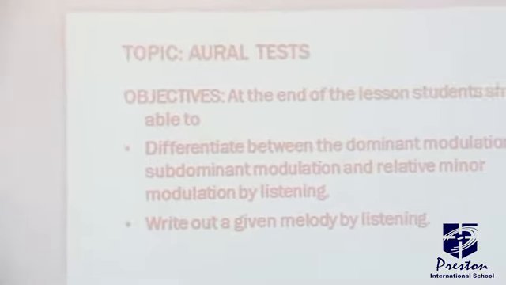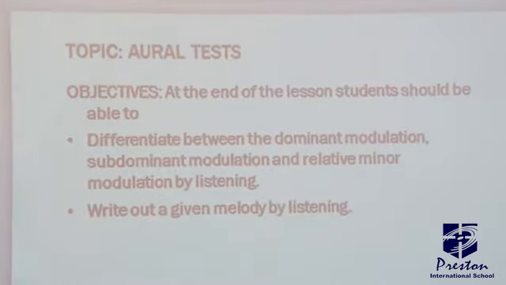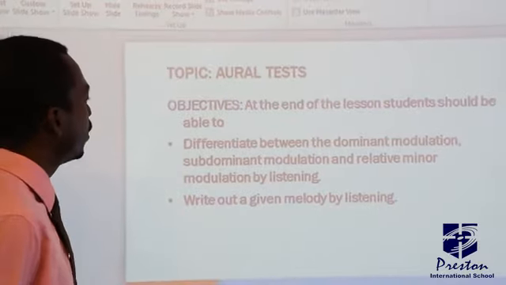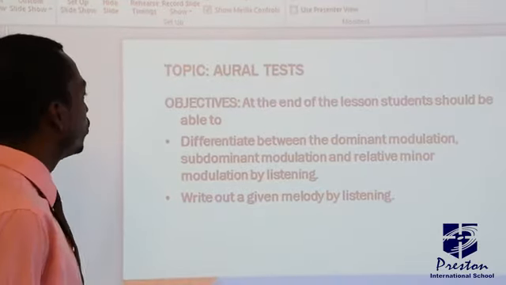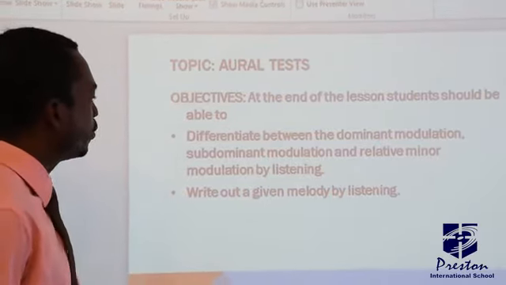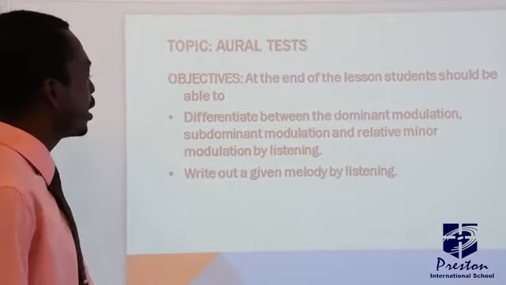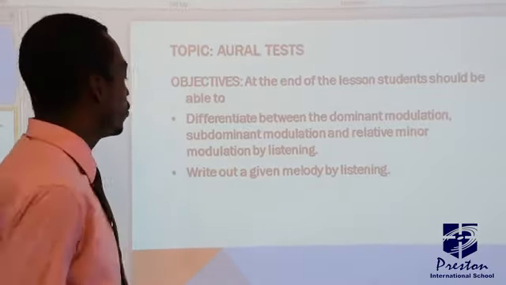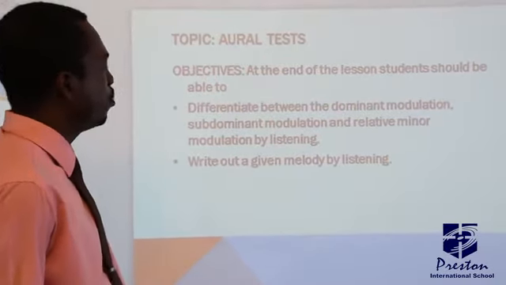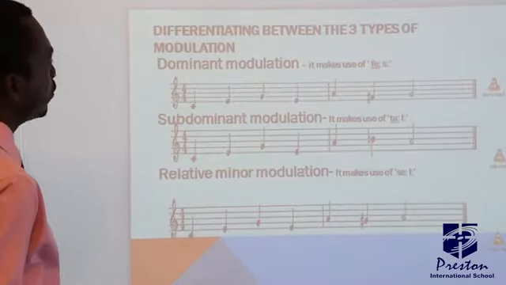Today we want to look at oral test. We have started doing some tests on the oral aspect of music, and we still want to continue from that today. What we want to look into is to be able to differentiate between the dominant modulation, subdominant modulation, and relative minor modulation by listening. Then the second objective, to write out a given melody by listening. And now I am going to go about that.